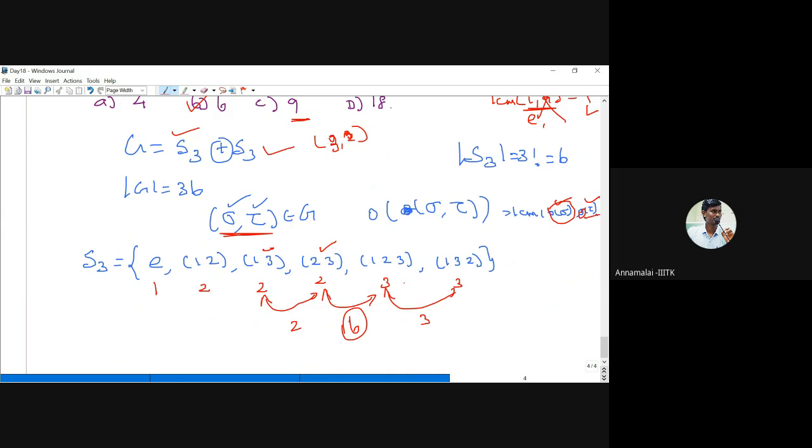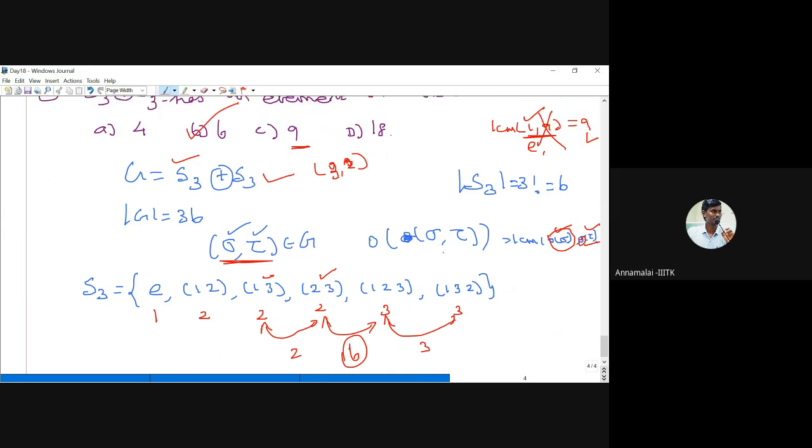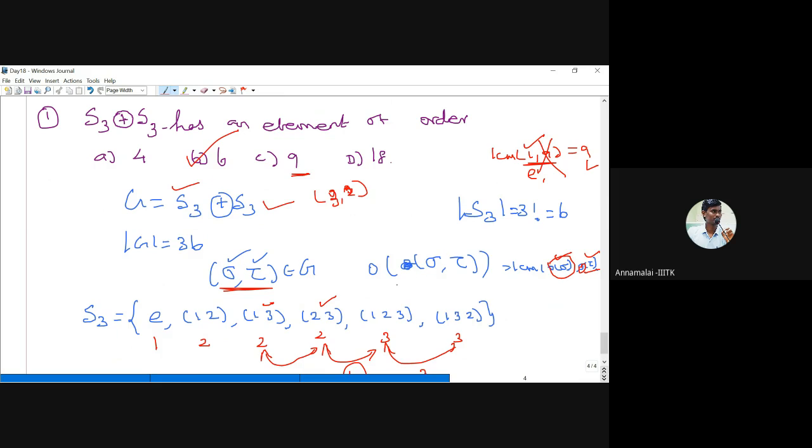Therefore, it does not contain any element of order 9. Therefore, we cannot get 9 as an LCM of elements of this one. So 9 is a wrong answer. 9 is wrong, therefore 18 is also wrong.